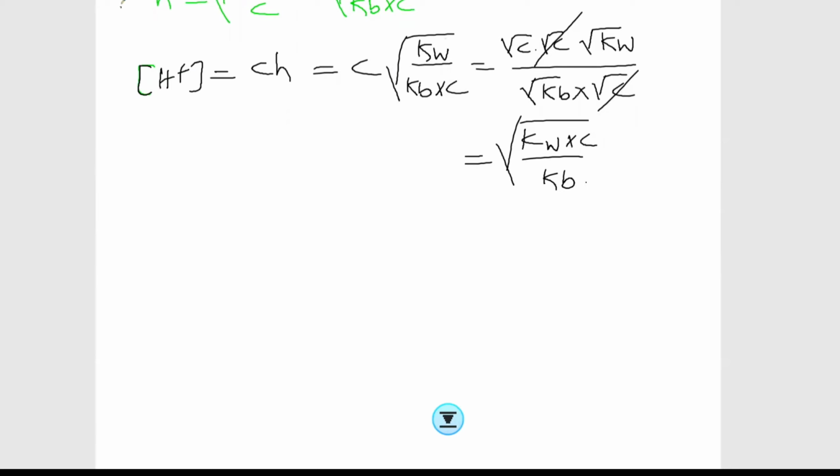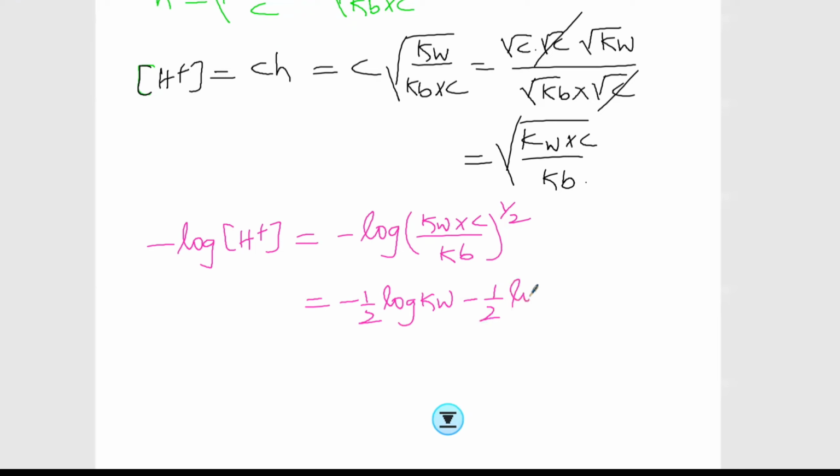If I want to calculate pH, it is minus log of H plus. So this is equal to minus log of the concentration of H plus, which is Kw into C by Kb whole to the power of 1 by 2. I have just removed the square root. This can be written as minus 1 by 2 log Kw, since log of A into B is log A plus log B, so minus sign is there, minus 1 by 2 log C. And log of A by B is log A minus log B. Already minus is present, so log Kb, 1 by 2 Kb. We have to write 1 by 2.